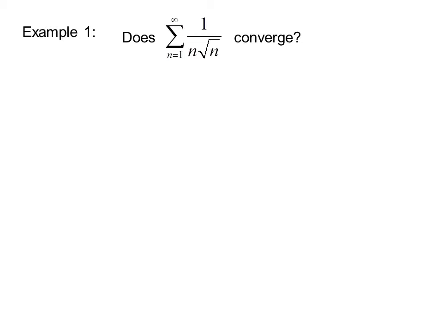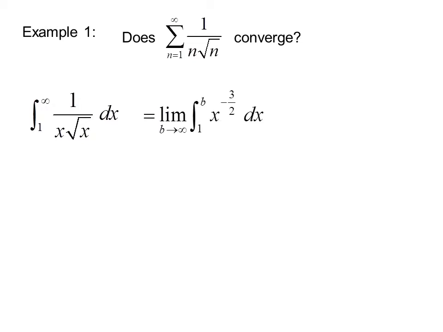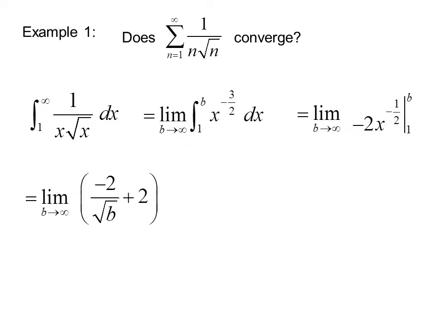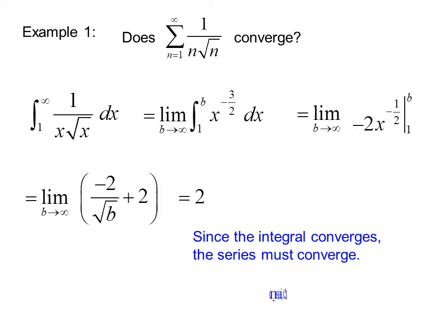Example, does the summation from n equals 1 to infinity of 1 over n radical n converge? We look at the integral from 1 to infinity of 1 over x radical x dx, which is the limit as b approaches infinity of the integral from 1 to b of x to the negative 3/2 dx, which is the limit as b approaches infinity of negative 2x to the negative 1/2, evaluated from 1 to b, or the limit as b approaches infinity of negative 2 over radical b plus 2, or 2. Since the integral converges, the series must converge, but not necessarily to 2.